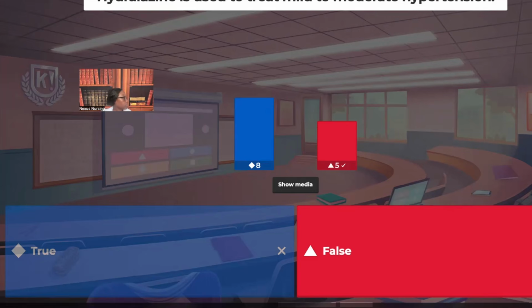Okay? It directly relaxes the smooth muscle, but the adverse effects are so significant. That's not our first or second go-to. Moderate to severe hypertension. We have way better drugs on the market with less severe adverse effects, right? We got our beta blockers, we got our ACE inhibitors, we got our calcium channel blockers.